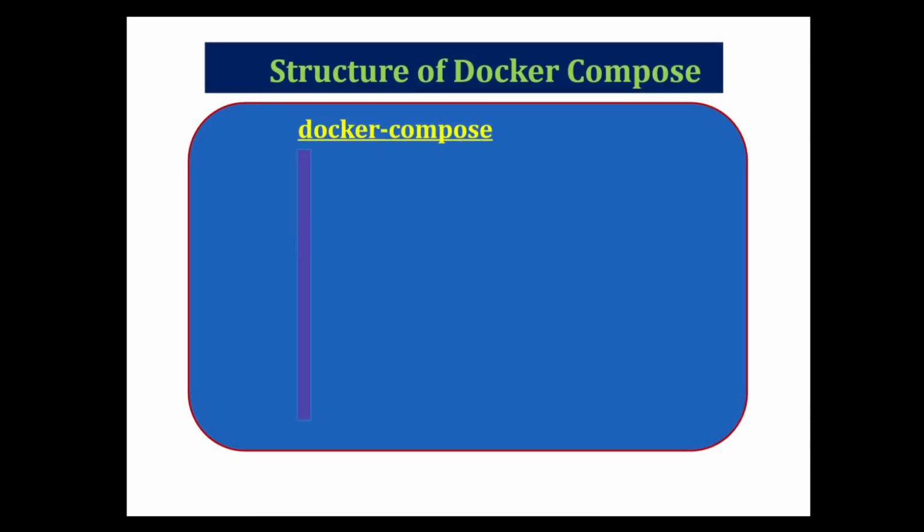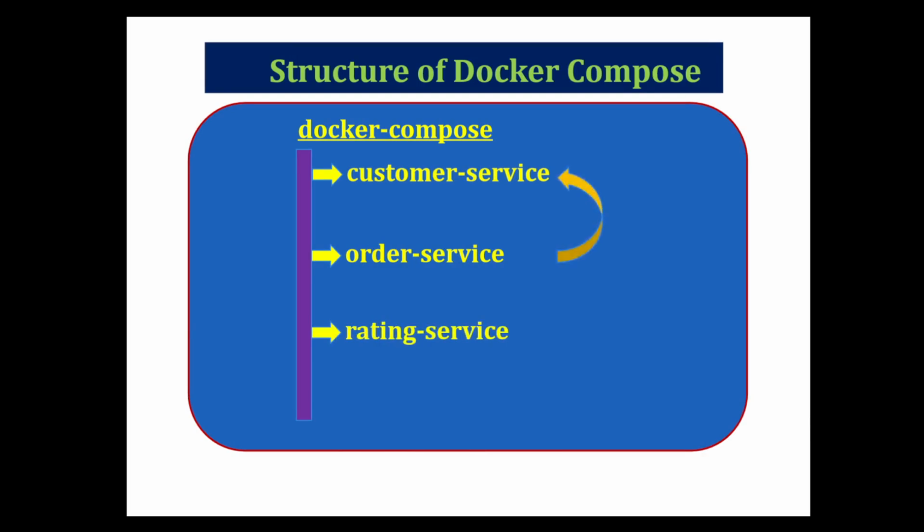Now let us see what is the structure of our Docker Compose and what we are going to implement. At the root level, we have the Docker Compose parent folder in which we are going to define multiple microservices: customer service, order microservice, and rating microservice. Order service depends on the customer service, because our order service controller endpoint is going to give a call to the customer service REST controller endpoint. In that sense, order service has a dependency on customer service, and we are going to mention that dependency in the Docker Compose file, and I will show you how we can do that.